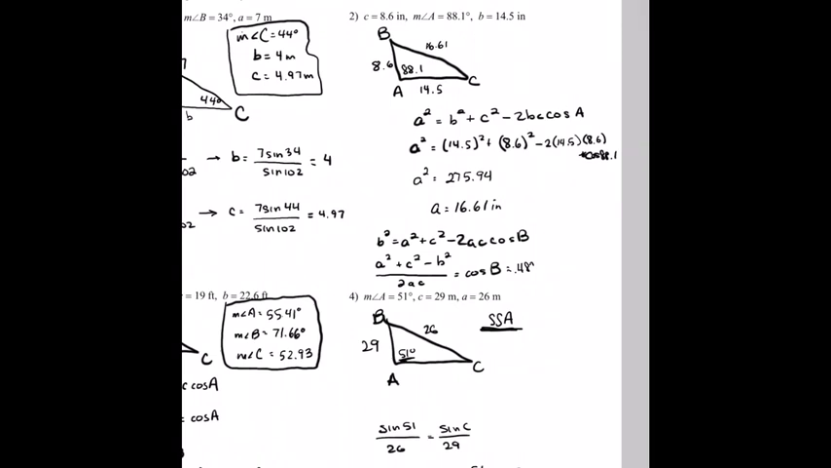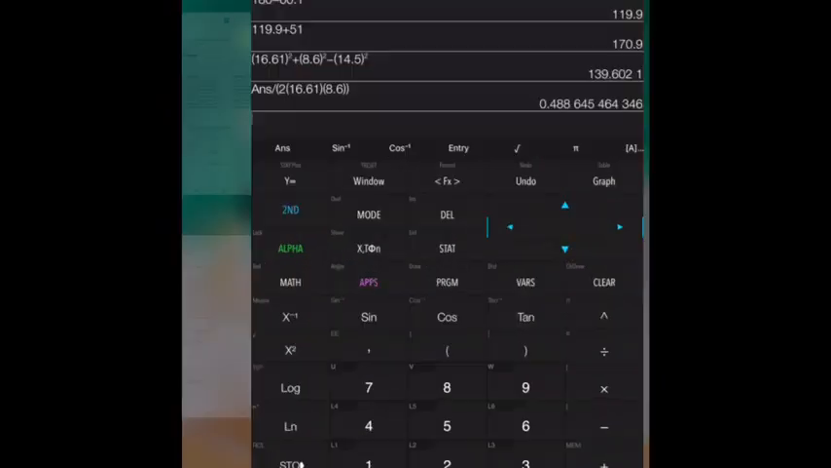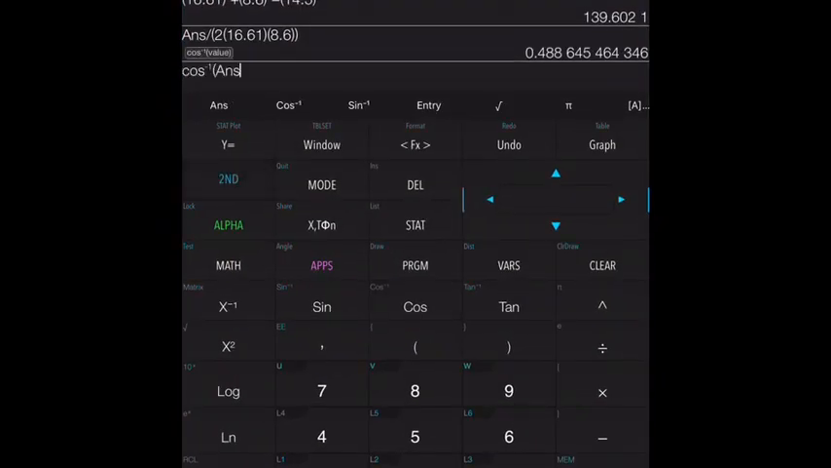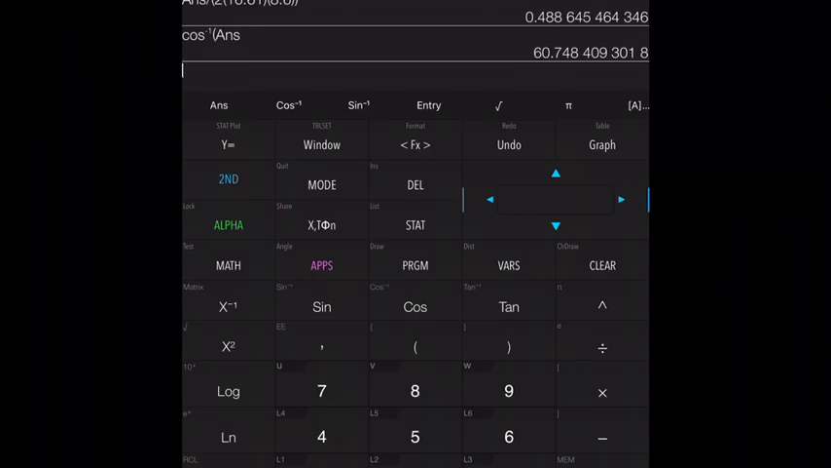So cosine of b is 0.489. So b is the inverse cosine of 0.489, and that's 60.75. So we know side A was 16.61 inches. Measure of angle B was 60.75.